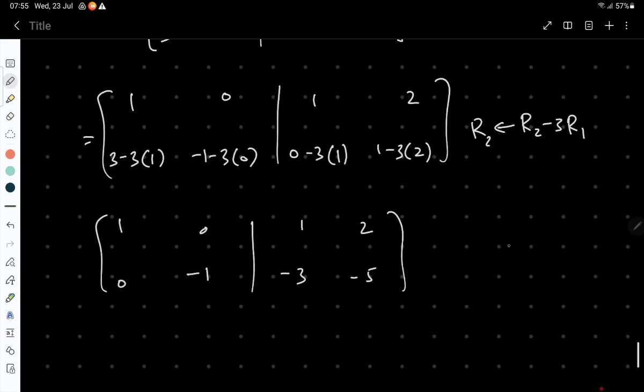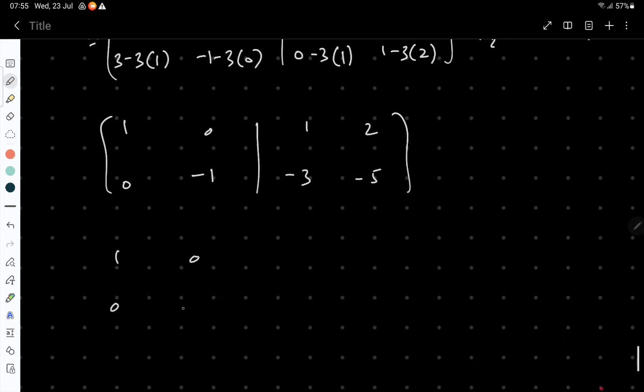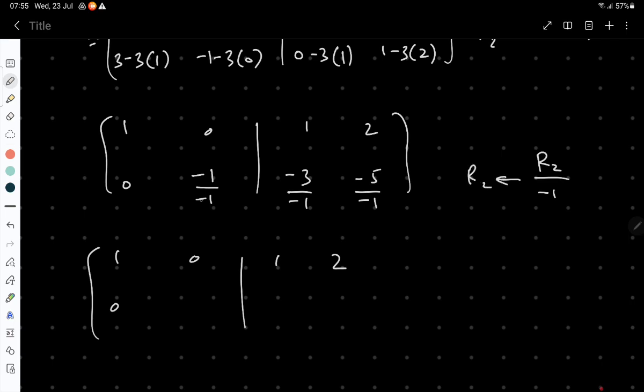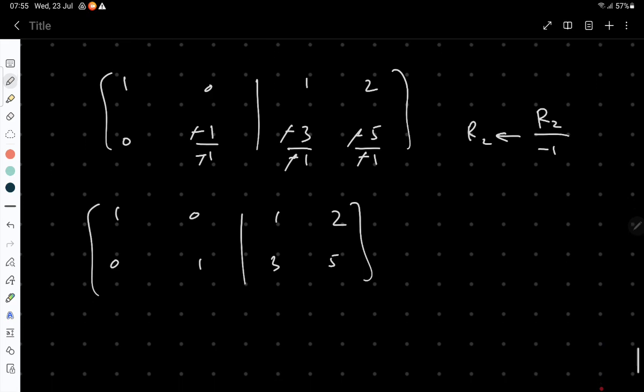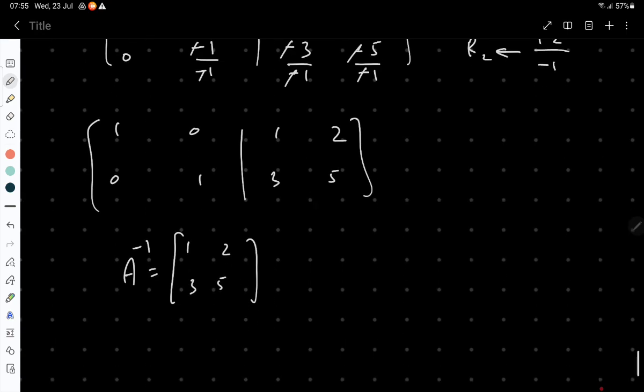How can I make this 1? I divide this row by -1. So R2 divided by -1 is the new R2. All of the minus signs will be cancelled. I will get 0 1 3 5. Okay, so the inverse of A is the matrix with rows 1 2 and 3 5.